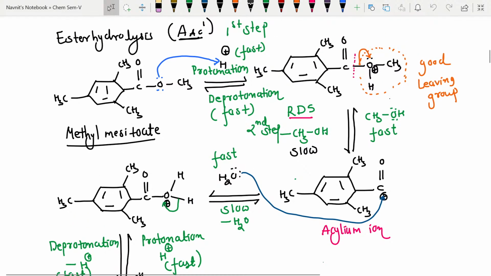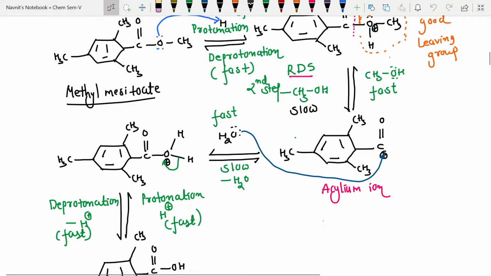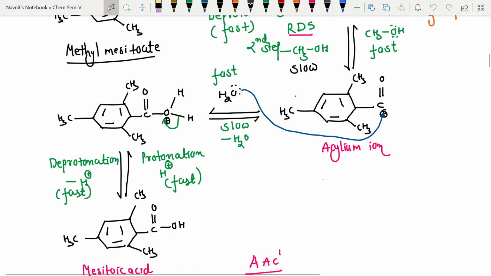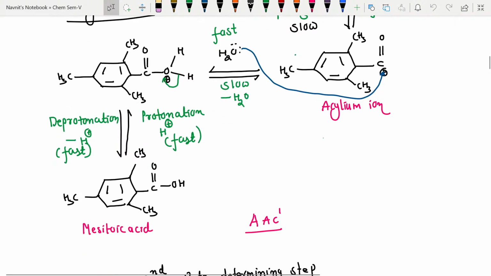Now this acylium ion is an intermediate and is a stable intermediate. And the second step is the rate determining step. The rate determining step involves only one species, that is the protonated ester. And that's why this hydrolysis is referred to as a unimolecular reaction. What happened in the third step? The water molecule attacks this positively charged carbon and gives protonated acid. And the last step is a deprotonation and gives mesitoic acid.